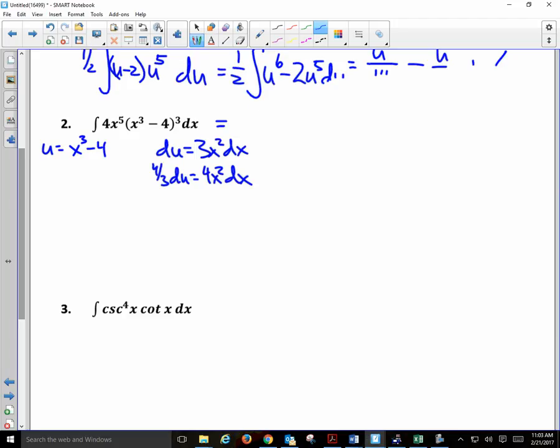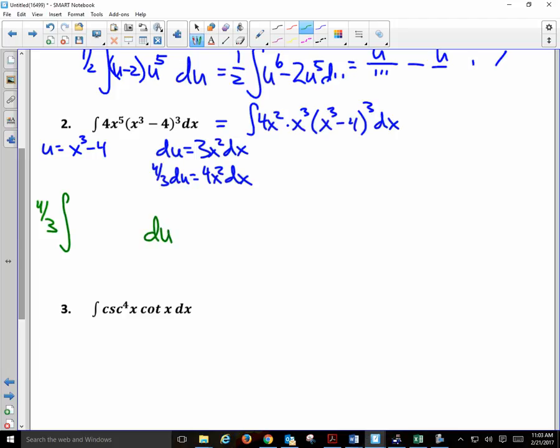If I rewrite this as the integral of 4x squared, and then the x to the 5th is x to the 3rd. I'm sorry, 4x squared times x to the 3rd will give me that 4x to the 5th. X cubed minus 4 to the 5th. Whoops, 3rd. Excuse me. If you rewrite it like that, you might more easily see your substitution. So 4/3 times my integral du.